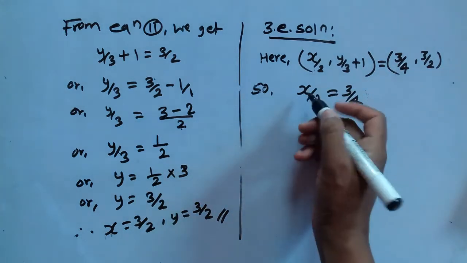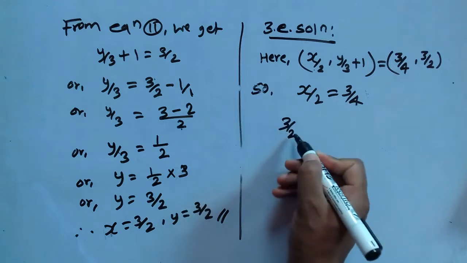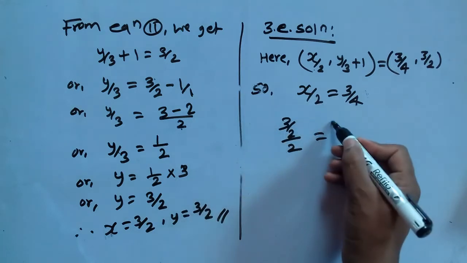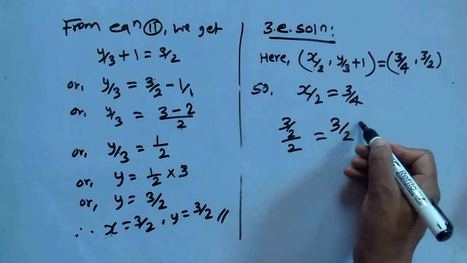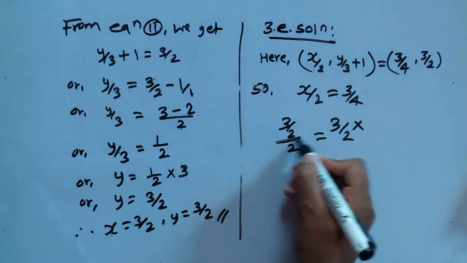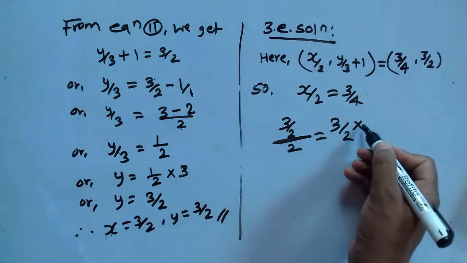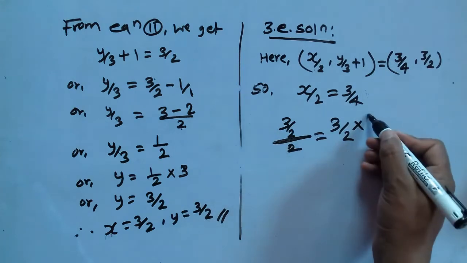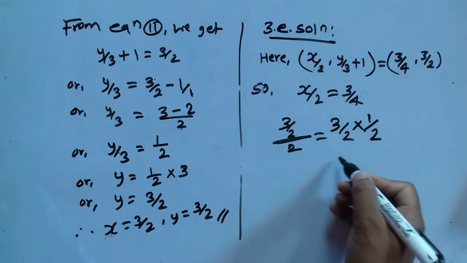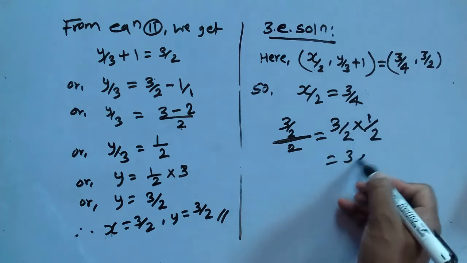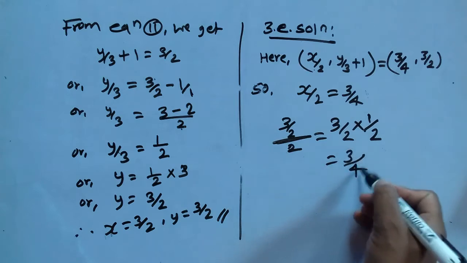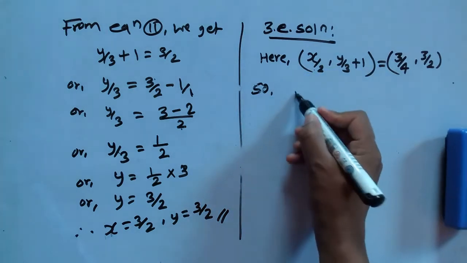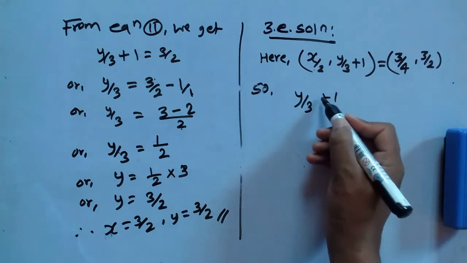In this equation, in place of x we can put 3 by 2, then this is divided by 2. When this division sign is changed, this 2 will be reciprocal, that is 1 by 2, and 3 into 1 is 3 and 2 into 2 is 4. 3 by 4. Our answer is right. And another is y by 3 plus 1.